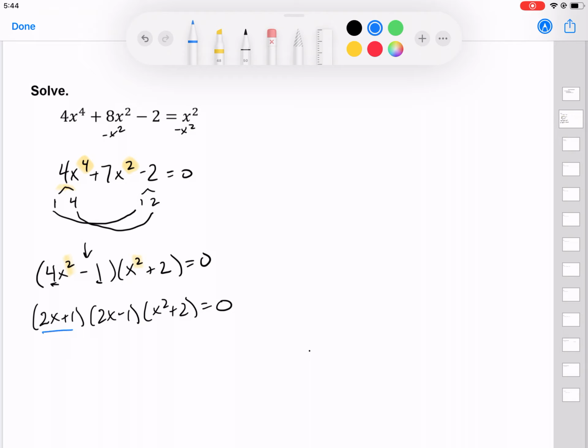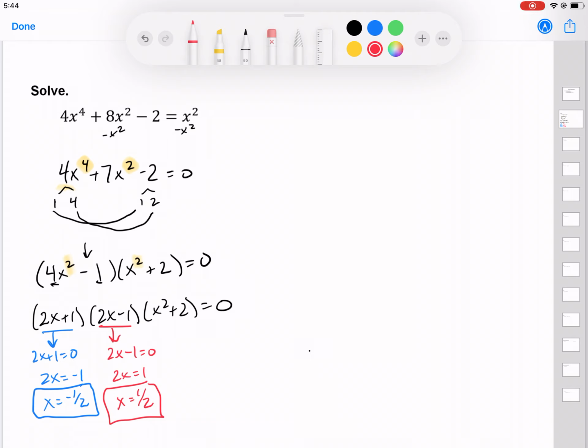So what I'm going to go ahead and do is set each factor equal to 0 and solve. So I have 2x plus 1 equals 0. So 2x equals negative 1, or x equals negative 1 over 2. So we have negative 1/2. We have 2x minus 1 equals 0. So 2x equals 1, or x equals positive 1/2.